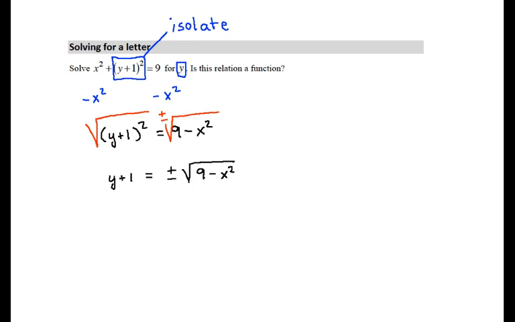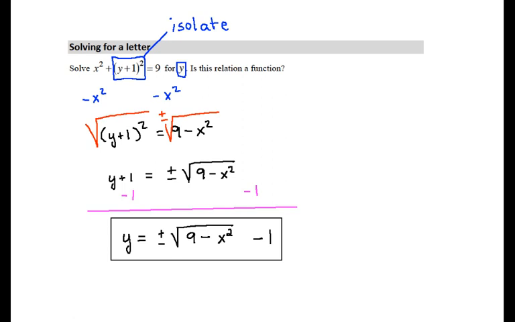I'm going to continue to move things away from y. So this plus 1, I will get to the other side by subtracting, and that leaves me with y equals, I could go ahead and put the negative 1 first or last, it doesn't really matter, I'll put it last, plus or minus the square root of 9 minus x squared. This minus 1 is not inside the square root, so it has to be clearly written outside of the square root. This is now solved for y.